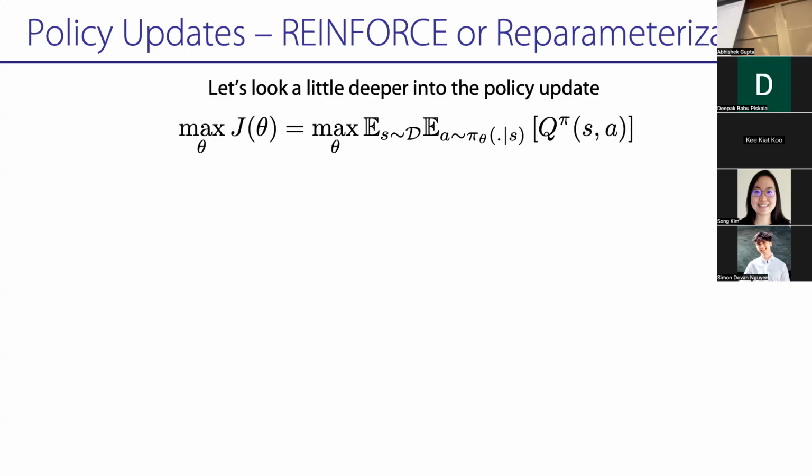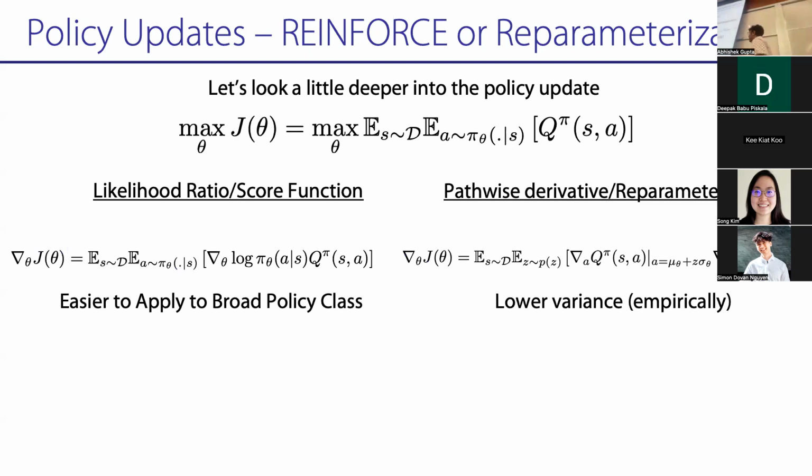As a reminder, let's put all the pieces back together. The likelihood ratio is nice because you can apply it to any broad policy class. As long as you have grad log pi, you don't need the gradient of the Q function. The right-hand side is nice because if you have the gradient of the Q function, it tells you which way to go.